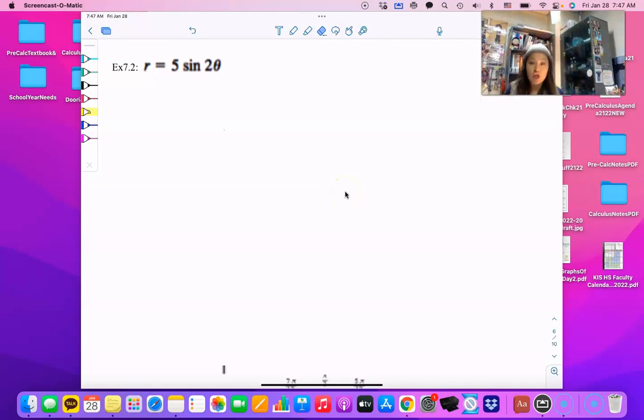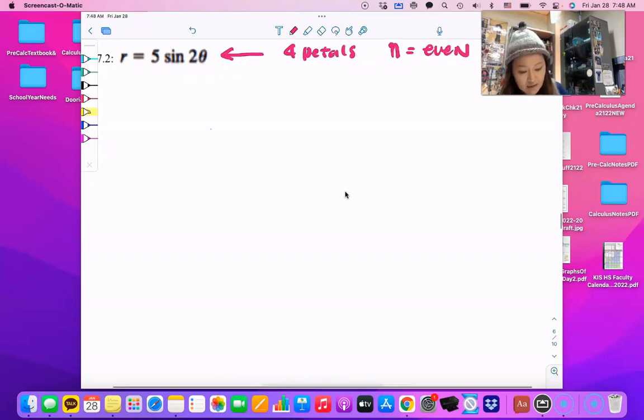Hi! There's been a lot of issues with the graphing of roses, so I wanted to demonstrate with one simple example. The key thing here is you don't need every coordinate. You already know what this rose looks like. You know a couple of things. This is an even number, so you know it's going to have 4 petals, because N is even.